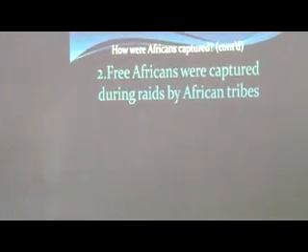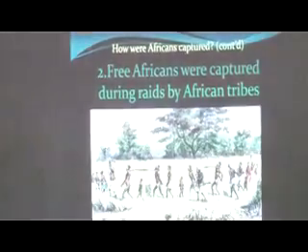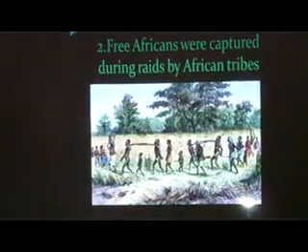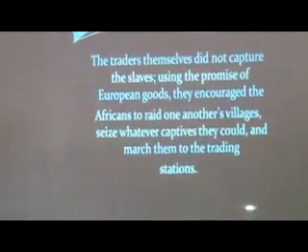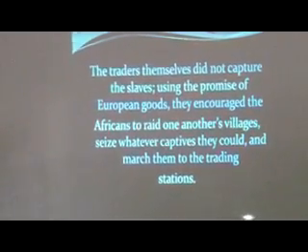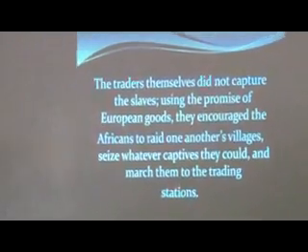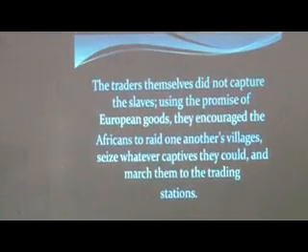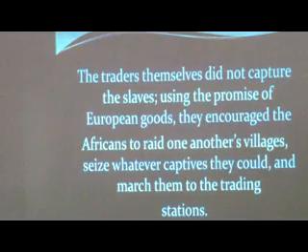Number two, free Africans were captured during raids by African tribes. The traders themselves did not capture the slaves, but using the promise of European goods, they encouraged the Africans to raid one another's villages, seize whatever captives they could, and march them to the trading stations.